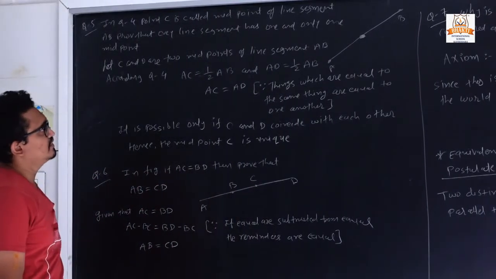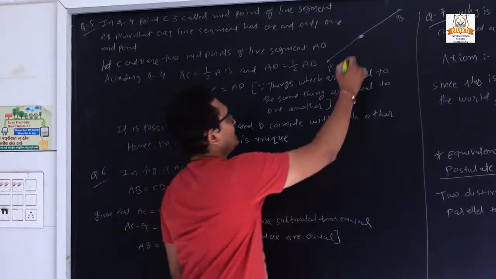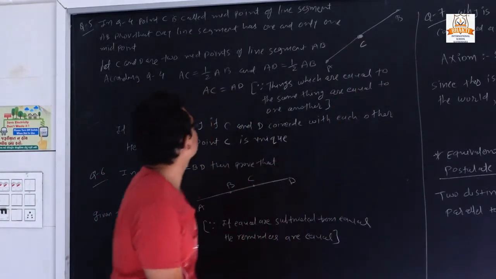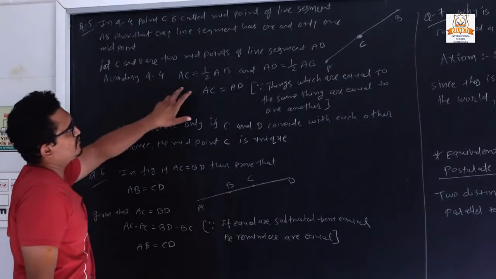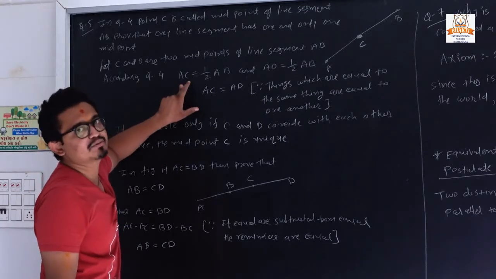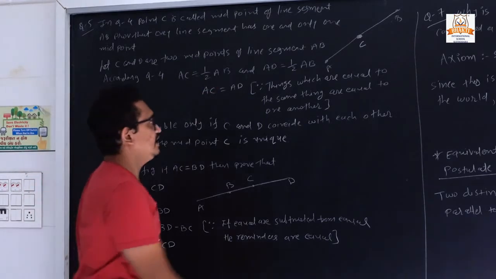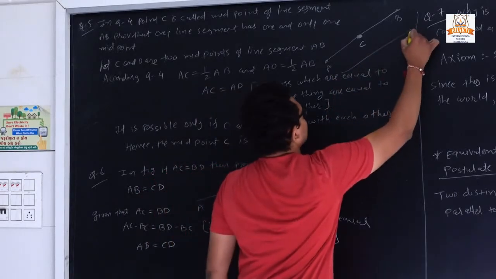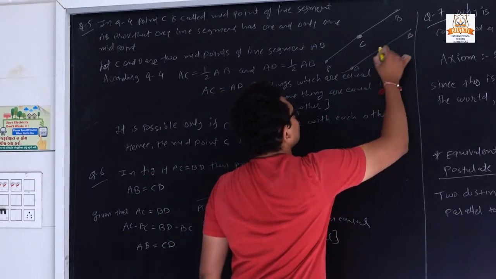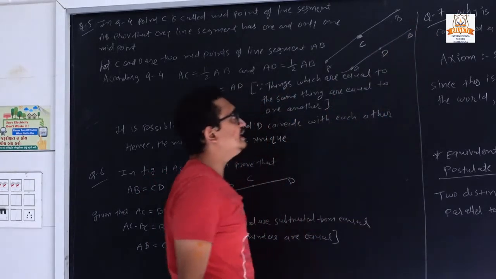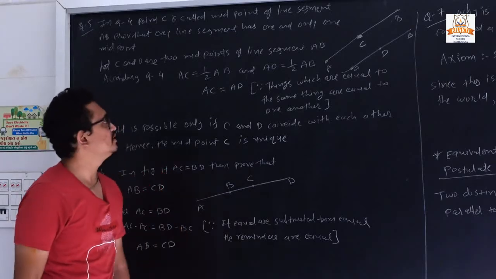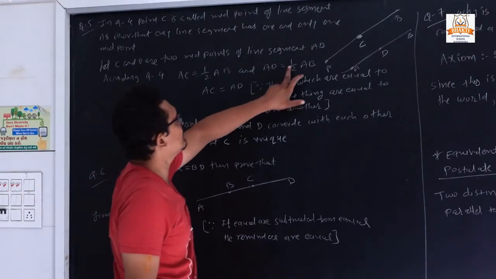First of all, we draw the line and take C as its midpoint. According to question 4, we already proved AC is equal to 1 by 2 AB. And we can draw one more line, with the same name AB, and here we take D as its midpoint. So we can also write AD is equal to 1 by 2 AB.